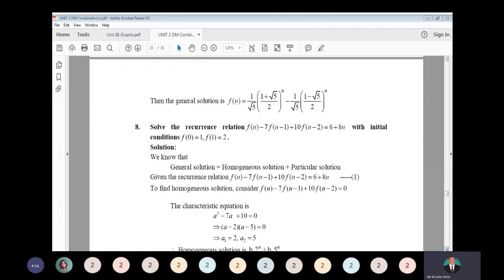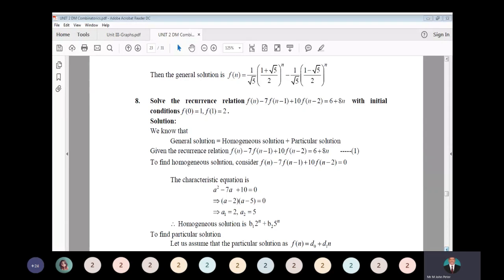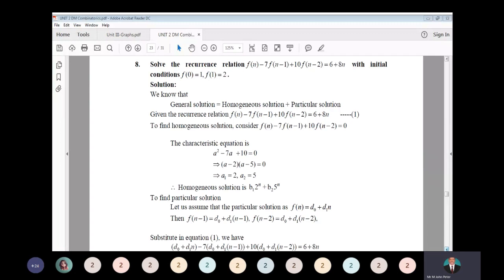Solve the recurrence relation f of n minus 7 f of n minus 1 plus 10 f of n minus 2 is equal to 6 plus 8n, with the initial condition f of 0 equal to 1 and f of 1 equal to 2. The general solution is the homogeneous solution plus the particular solution. So they have given a second order equation: f of n minus 7 f of n minus 1 plus 10 f of n minus 2 equal to 6 plus 8n.